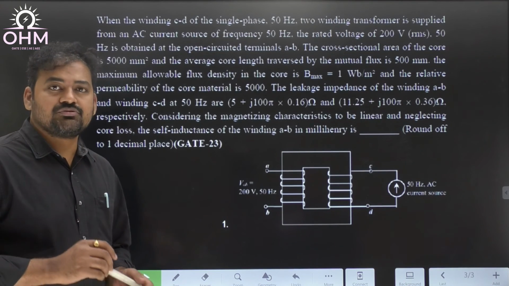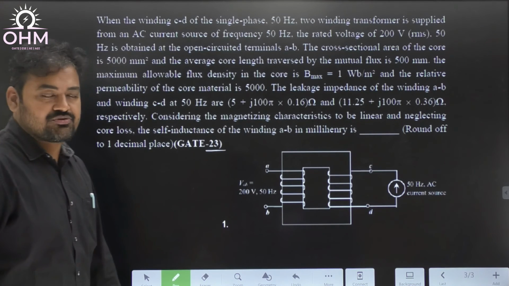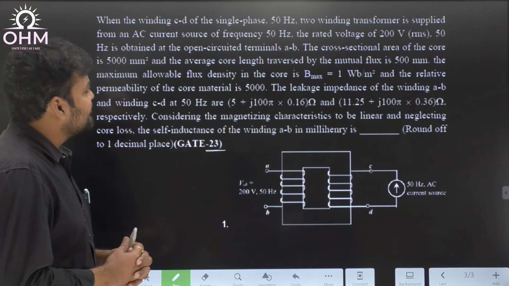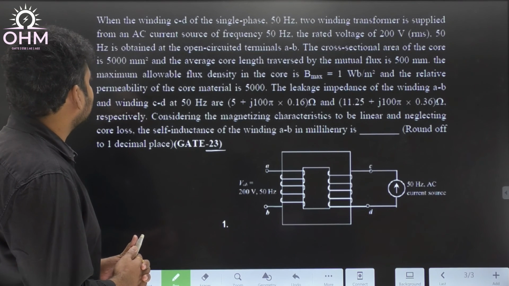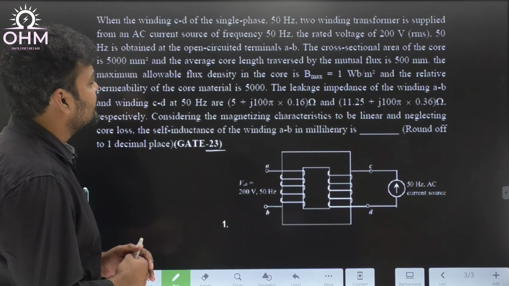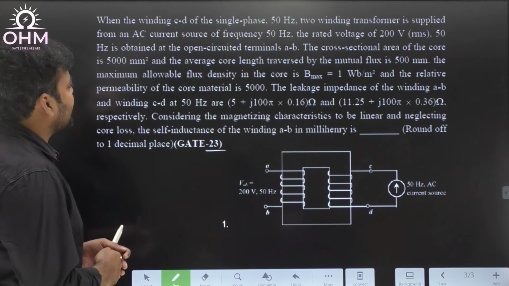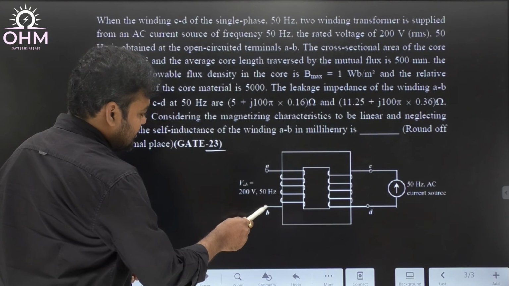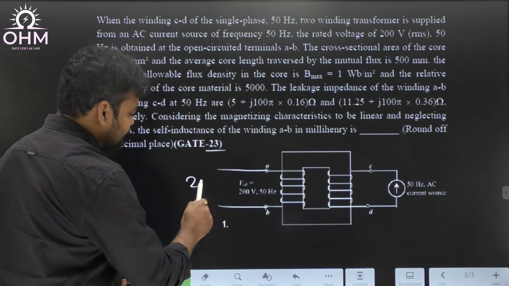All right, let's try to answer the next question. This is a question from the GATE 2023 paper, a 2 marks question. Read the problem. When the winding CD of the single phase 50 Hz two winding transformer is supplied from an AC current source of frequency 50 Hz, the rated voltage of 200 volt 50 Hz is obtained at the open circuited terminals AB. So the voltage measured at the AB terminals is 200 volt.